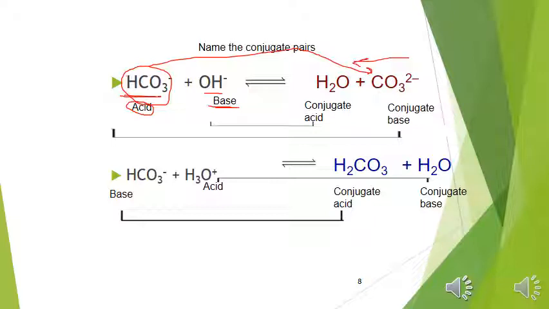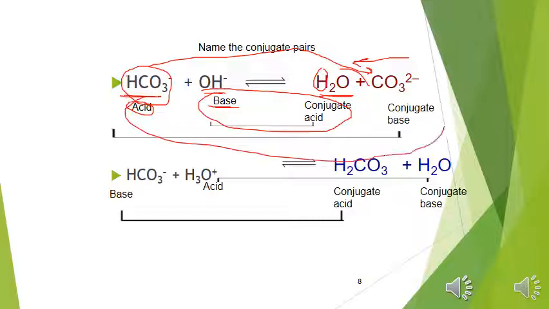Now, if you look at it going right to left, you can see that now this guy here loses the H. Okay, one of the H's comes off, combines with this to form this. So, going back the other way, the base turns into an acid. So these are a conjugate pair. And these are what we call a conjugate pair.